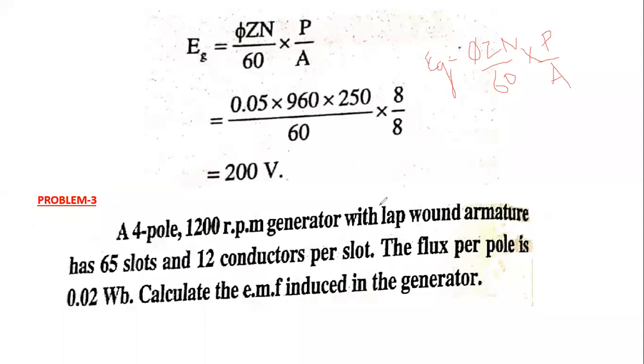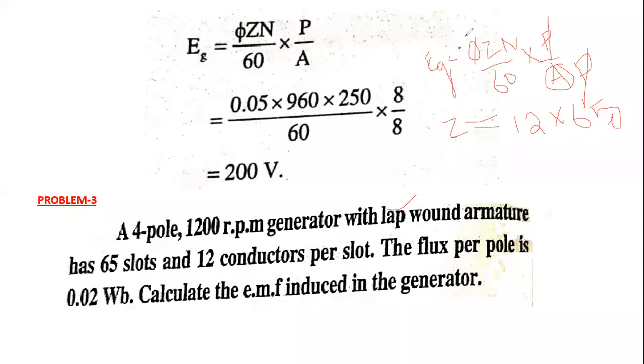Which type of winding are we having? Lap winding. In lap winding A is equal to P, therefore P by A gets cancelled. Then first of all we will calculate the Z value. Given 12 conductors per slot, therefore Z is equal to 12 into 65.